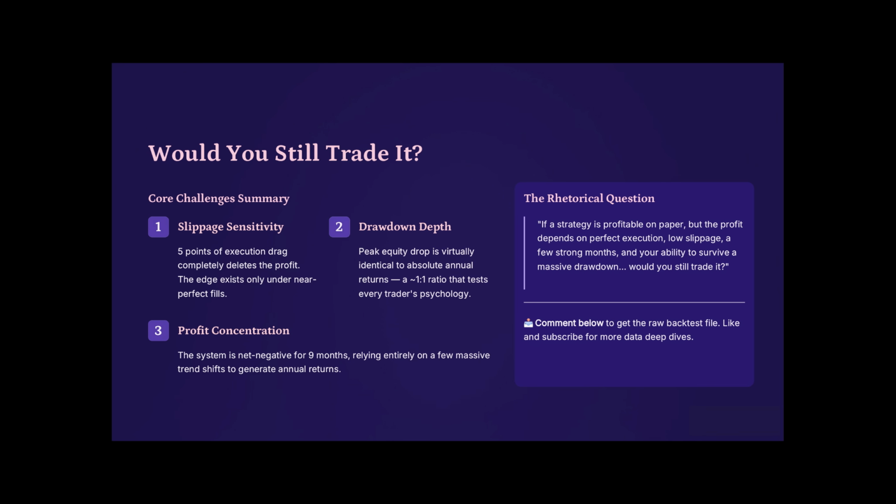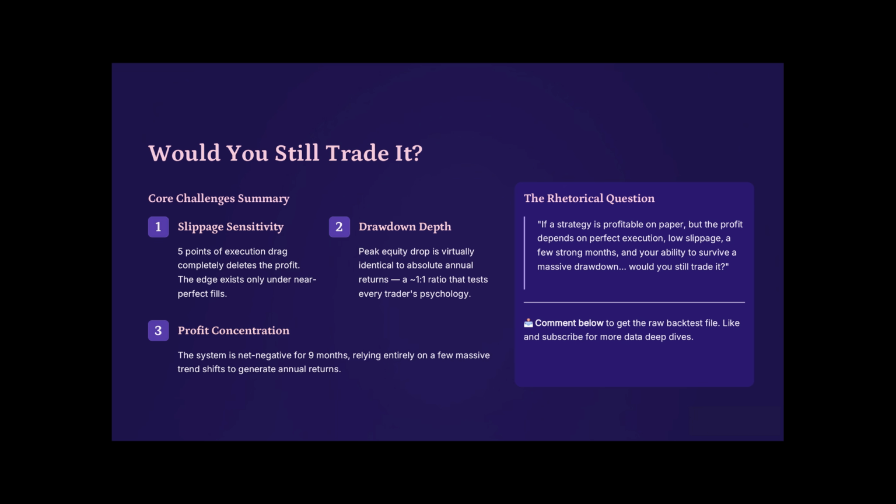So, what is the final verdict? The strategy is interesting. The rules are simple. The logic is clean. The backtest is positive before costs. But there are three big challenges. First, slippage. At 5 point slippage per execution, almost the entire profit disappears. Second, drawdown. The maximum drawdown is almost as large as the total profit. Third, month-wise concentration. A few months contributed most of the returns while the remaining months were negative overall.